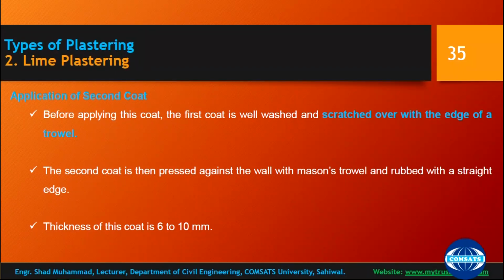Application of the second coat. Before applying this coat, the first coat is well washed and scratched over with the edge of the trowel. The second coat is then pressed against the wall with the mason's trowel and rubbed with the straight edge. The thickness of this coat is 6 to 10 millimeter.